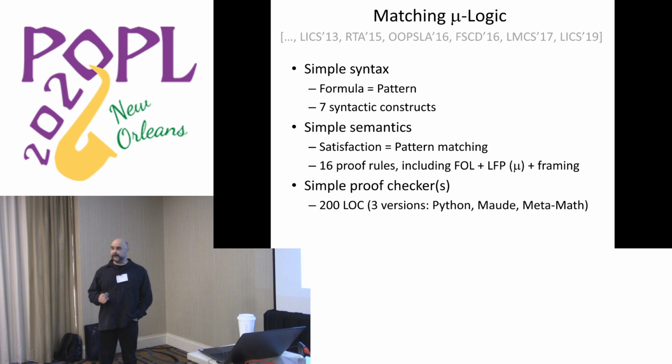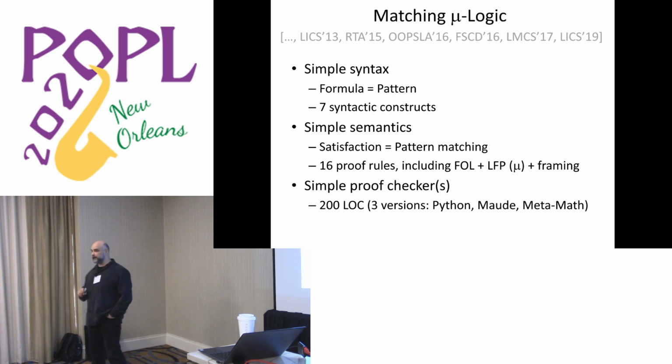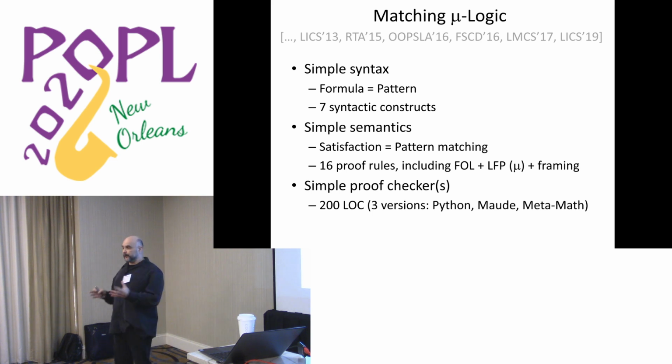And the proof checker, probably that could be a bit more interesting for CPP. The proof checker itself has only 200 or so lines of code. Of course, it depends on how you count, but the point is it's a small proof checker. And we have 3 draft proof checkers, 3 prototypes in 3 different languages, and all of them are pretty much within the same range.